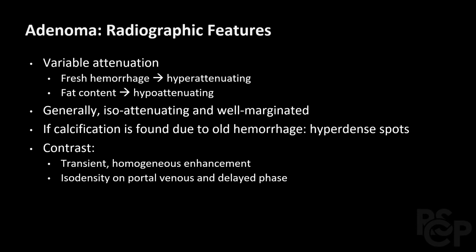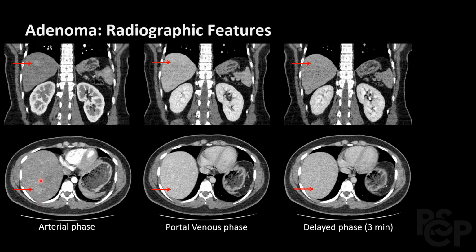With contrast, they demonstrate isodensity on portal venous and delayed phase imaging. On arterial phase imaging, there is a solid nodular enhancement that is greater than the background liver parenchyma. However, when we go through the portal venous and delayed phase imaging, the lesion is nearly invisible.